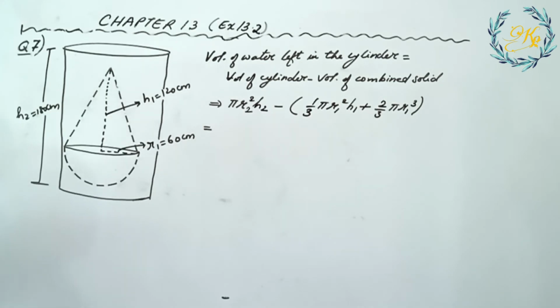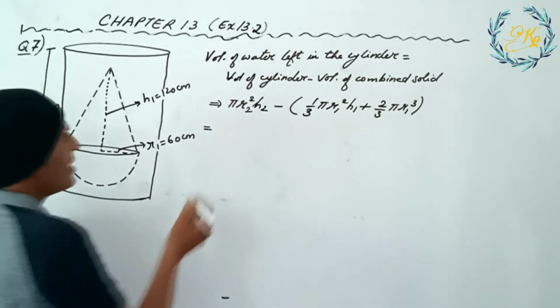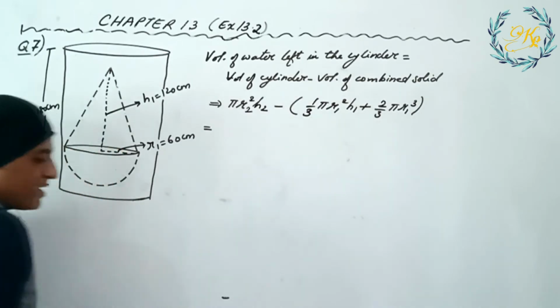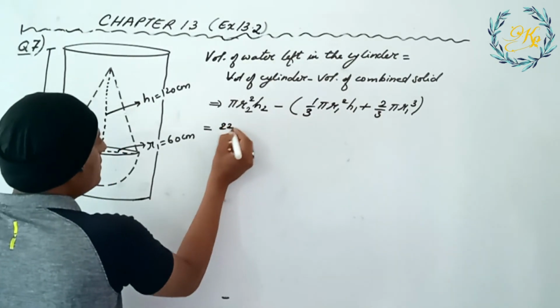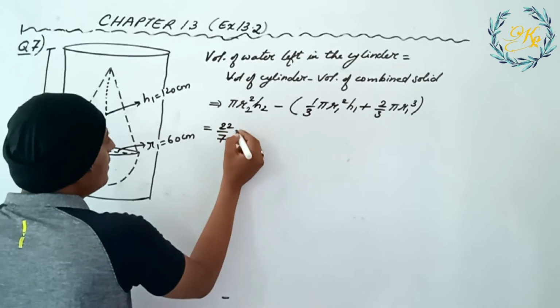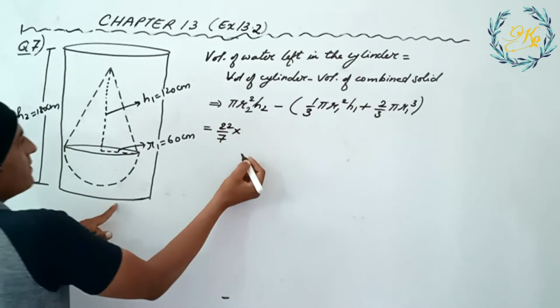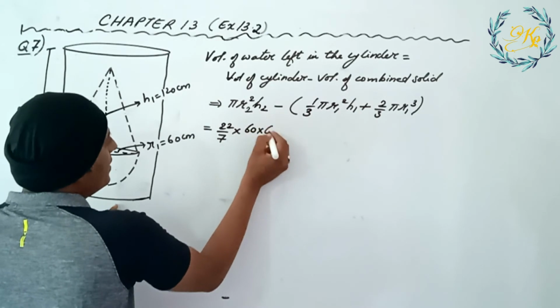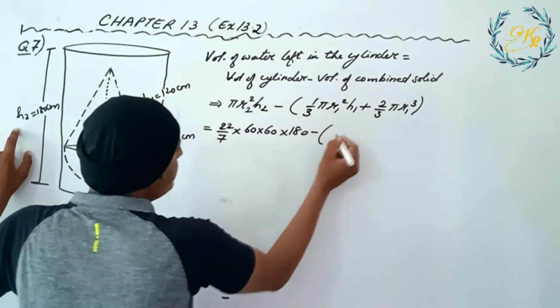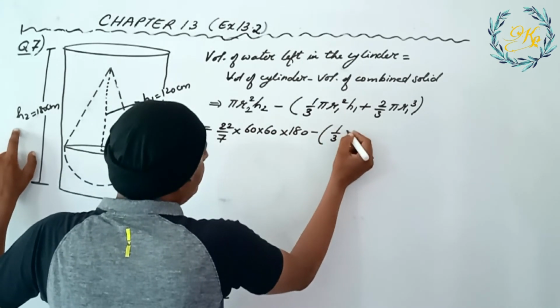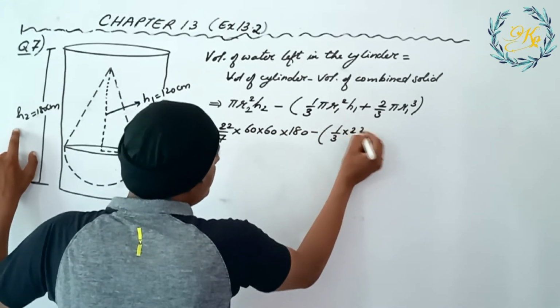So placing the values, if we see, then we leave pi as it is, because the value of pi is not given in the question. So we will take the value as 22 upon 7 into the radius of the cylinder, 60 into 60. The height of the cylinder is 180 minus, in bracket, 1 upon 3, okay, into 22 upon 7.